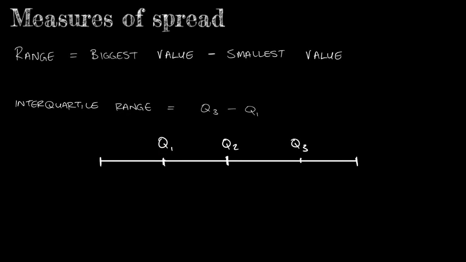Okay, and we say the third quarter minus the first quarter is the interquartile range. And that's basically just giving us this range here. So what that does is it gets rid of outliers, and we'll see that when we go on to the next section.